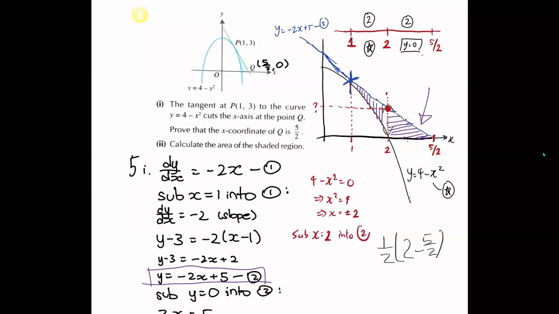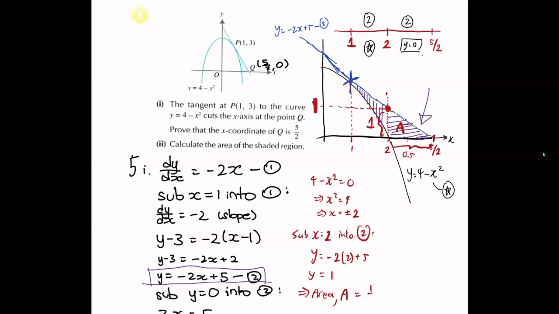Let me just quickly calculate this. y equals minus 2 times 2 plus 5, minus 4 plus 5 is a 1. y equal to 1, label a 1 here. So yes, the height here is a 1. The breadth here is 5/2 minus 2, which is 0.5. So that means area, maybe I'll call this region A. Area A equals half times 1 times 0.5, which is 1/4.